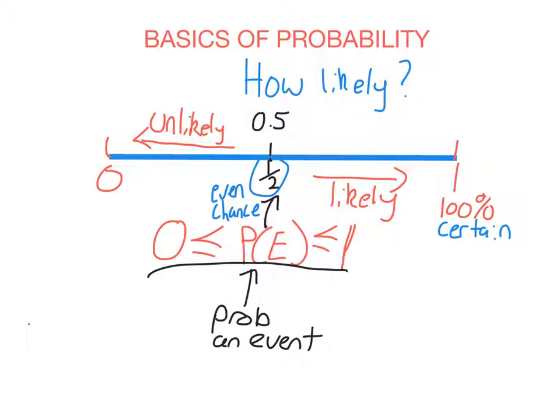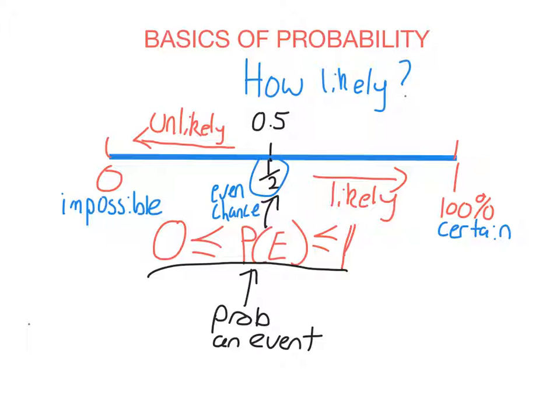And of course, 0. If an event has probability 0, it's impossible. There is no way it can occur. An example of an impossible event would be, let's say I multiply together 2 even numbers and I get an odd answer. That's impossible. You can't multiply 2 even numbers together and get an odd number.